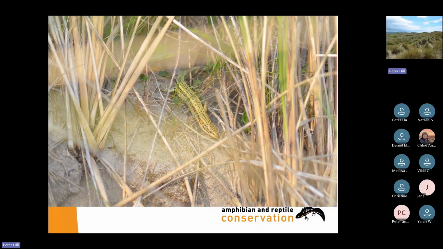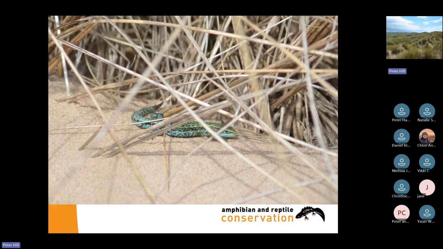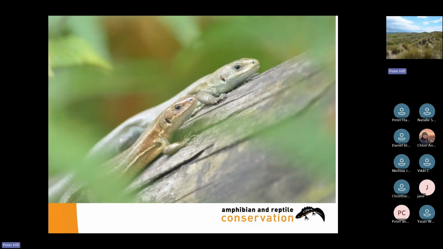I've never seen such diversification of colors and patterns in common lizards as in dune habitats. Look at this one, turquoise on the dune. Why is it turquoise? No idea. Another pair of lizards showing their diversification in color. Common lizards there for you.